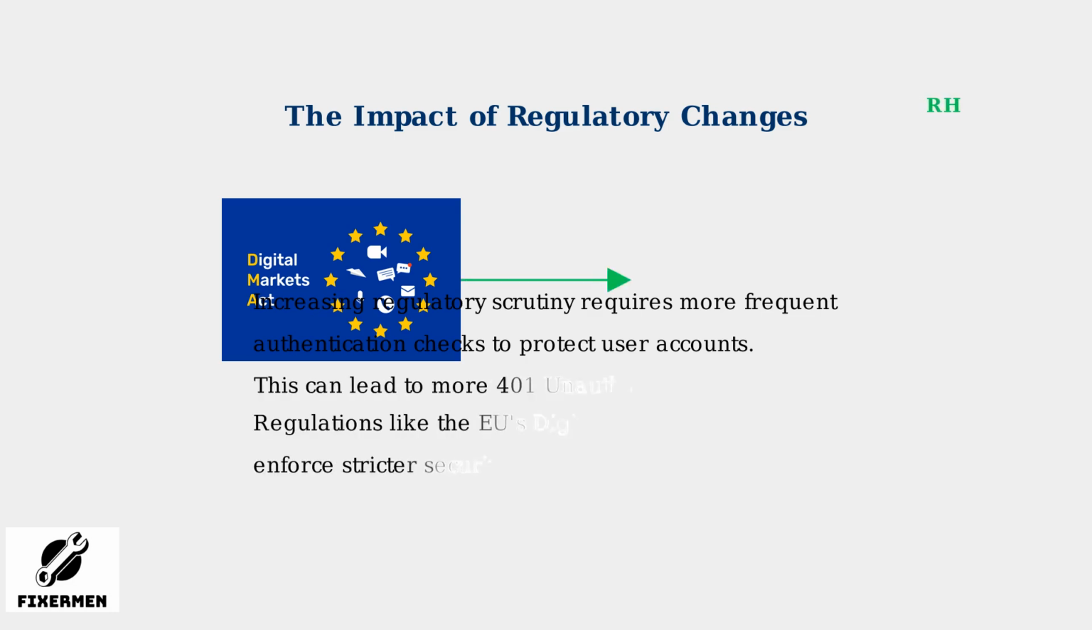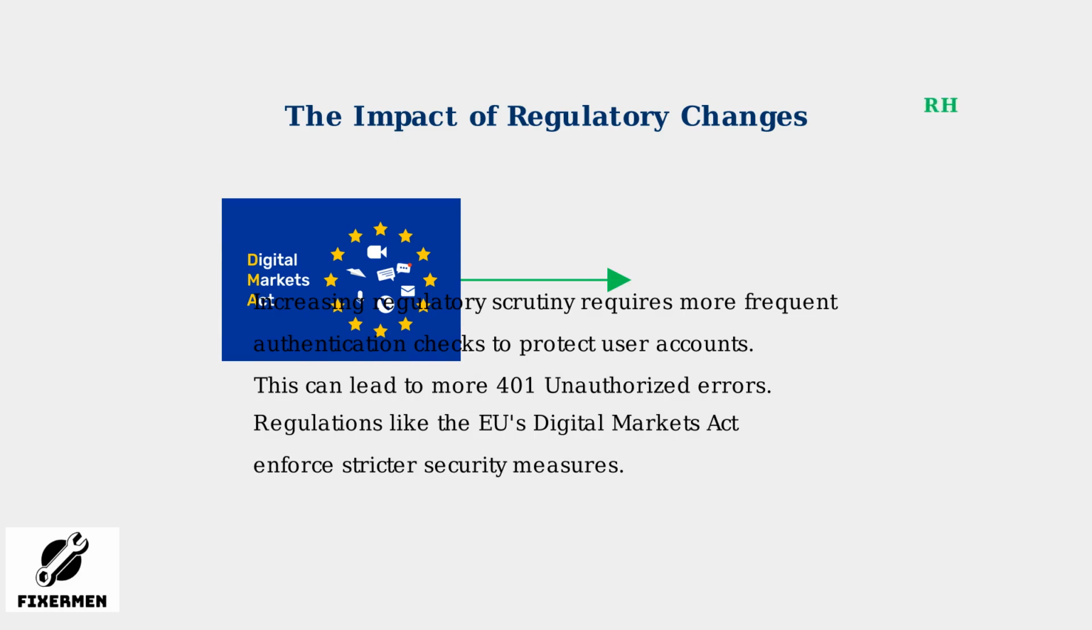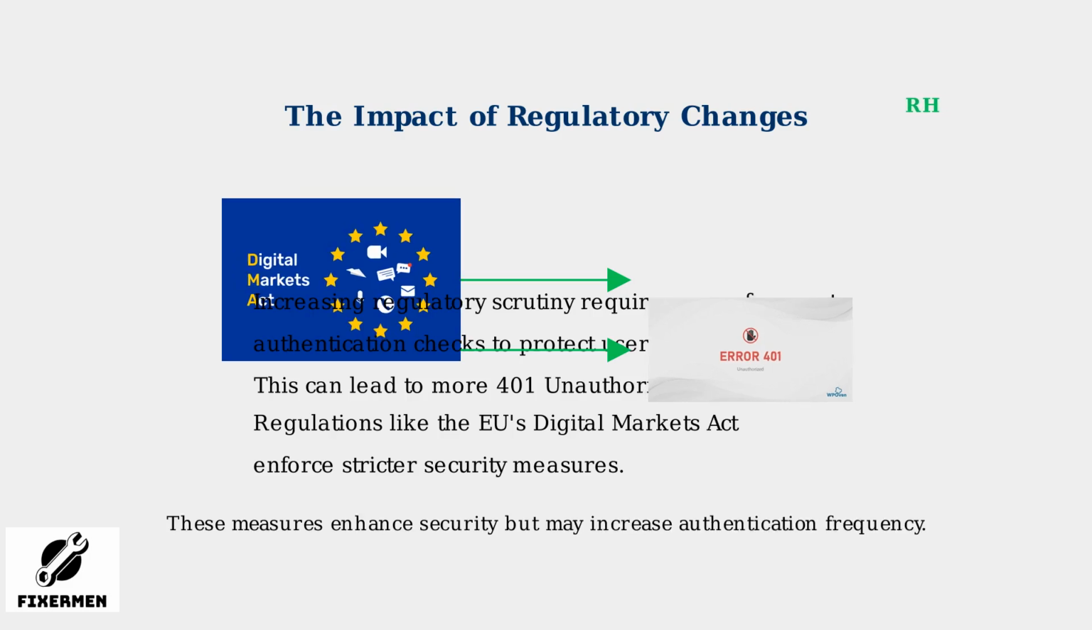For example, the EU's Digital Markets Act requires tech companies to maintain high standards of data protection and user verification. This regulation specifically targets digital platforms, including financial apps, to ensure they implement robust security measures that can sometimes result in more authentication prompts for users. While these regulatory requirements might seem inconvenient, causing more frequent logins or 401 errors, they are essential for maintaining the security and integrity of your financial accounts. The increased authentication helps prevent unauthorized access and protects against potential security breaches in an increasingly connected digital world.